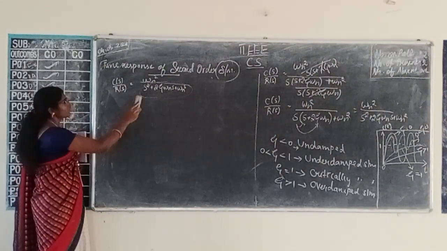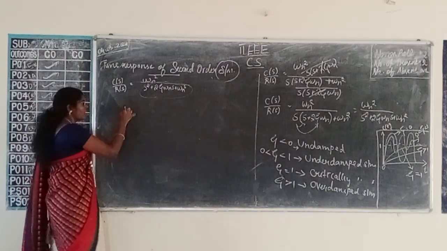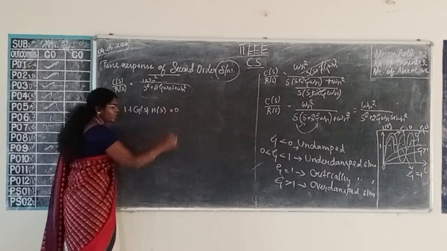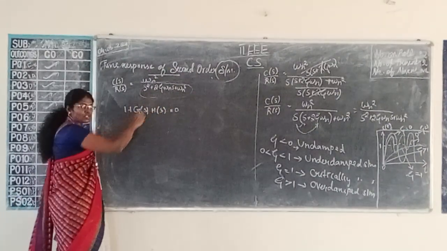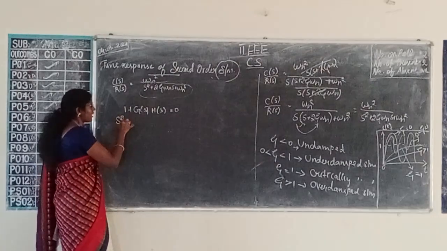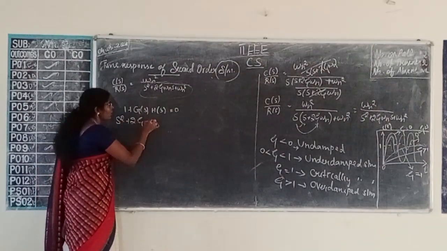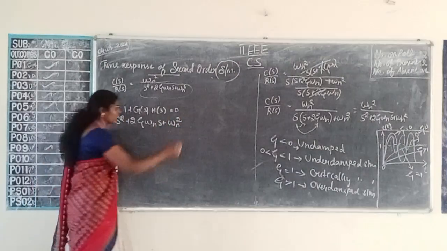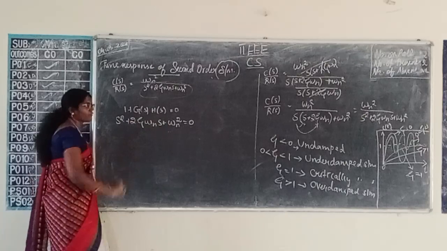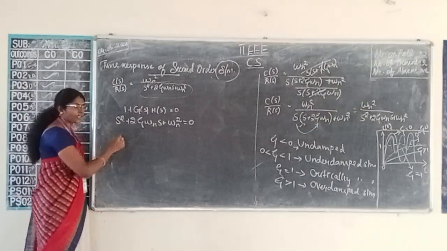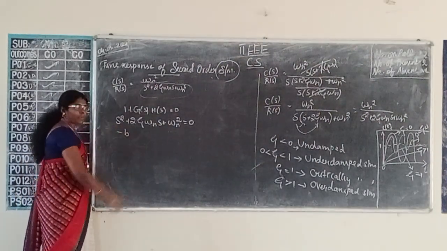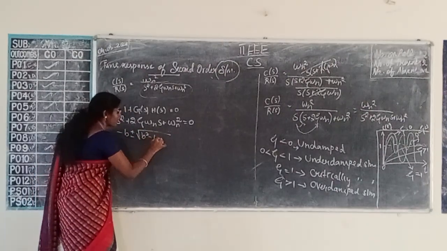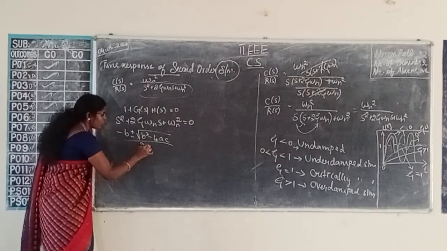And now we are going to present the characteristic equation. The denominator is 1 plus g of s h of s, and we have to equate that to 0. What is g of s h of s here? That is s square plus 2 zeta omega n s plus omega n square, equal to 0. So we can find this by using the formula, minus b plus or minus root of b square minus 4ac, divided by 2a.